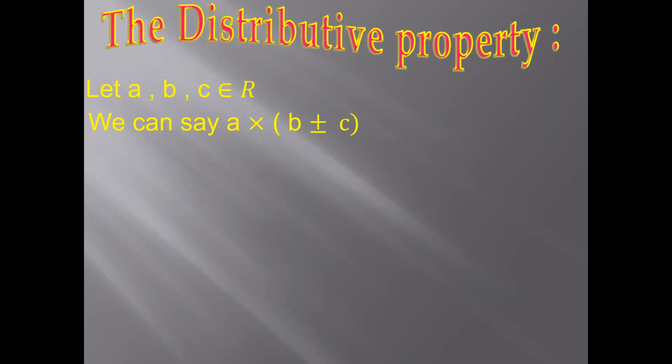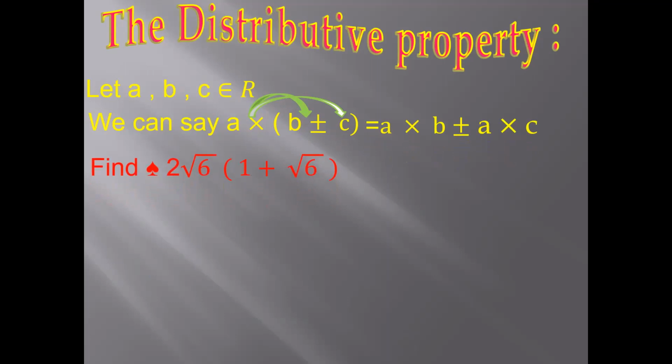We'll explain again the distributive property. I'll multiply A by B plus C. Here I must use the distributive property. How can I solve it? I must do A multiply B plus A multiply C, or minus. So the answer will be A times B plus A times C, or A times B minus A times C. So, example number 1, find 2 root 6 multiplied by 1 plus root 6.